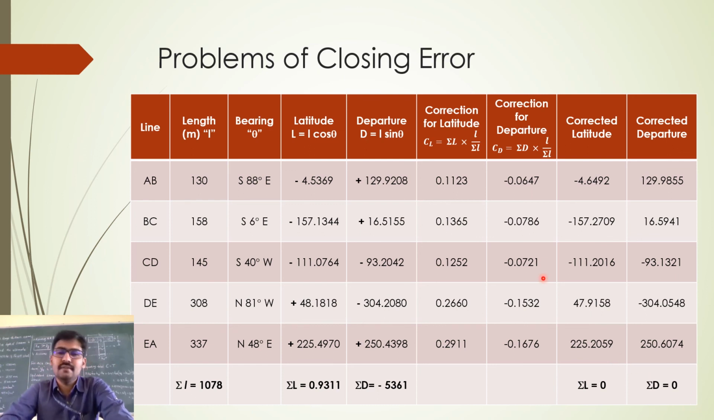Whether it is the Bowditch rule or the transit rule, the solution remains the same. Even the table remains the same. The only thing that changes is the formula for correction of latitude and correction for departure. The entire solution will remain the same. So I hope you will be able to solve such problems if they are asked in the examination. Most of the time you don't get problems on this, but in case you get one, you should be able to solve it, right?